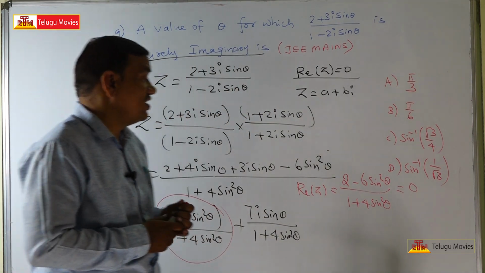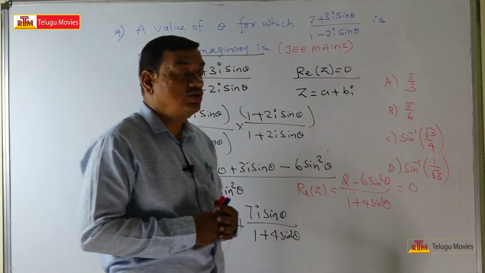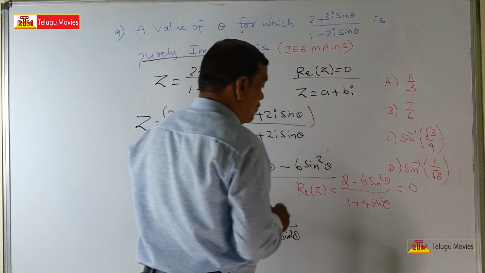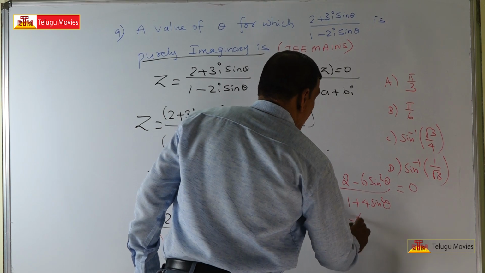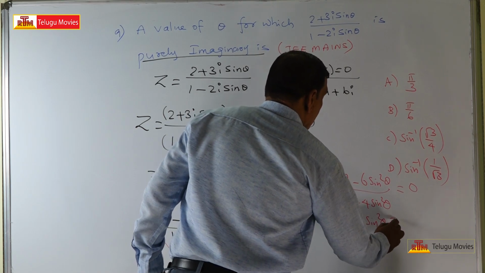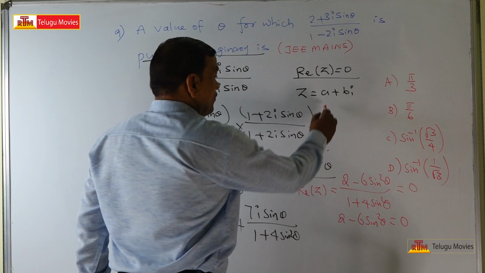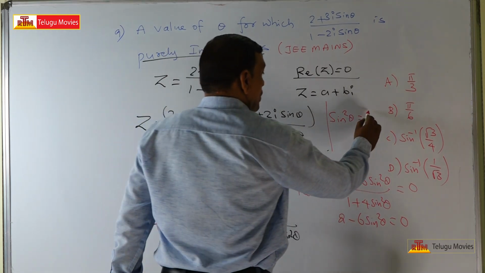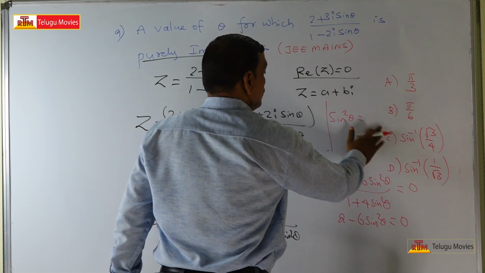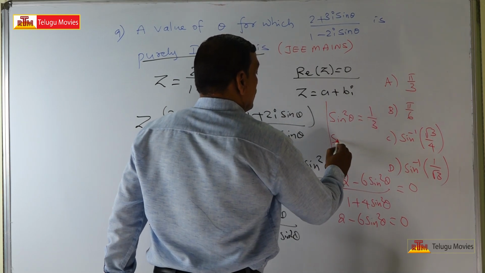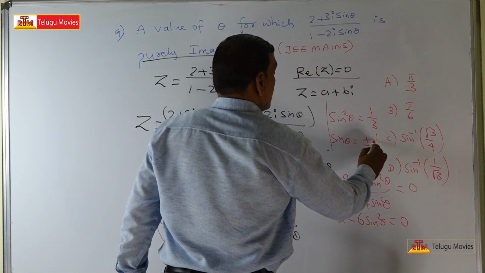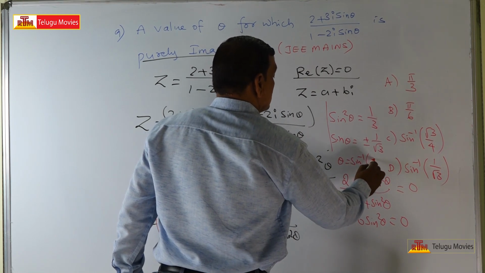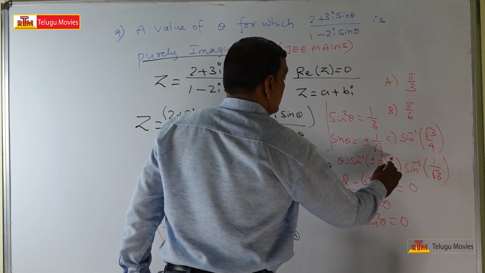Okay. So, definitely the denominator cannot be equal to 0. Only thing is the numerator should be equal to 0. So, this is 2 minus 6 sin square theta is equal to 0. So, from this sin square theta is equal to 2 by 6, that is equal to 1 by 3. Therefore, sin theta is equal to plus or minus 1 by root 3. Theta is equal to sin inverse of plus or minus 1 by root 3.